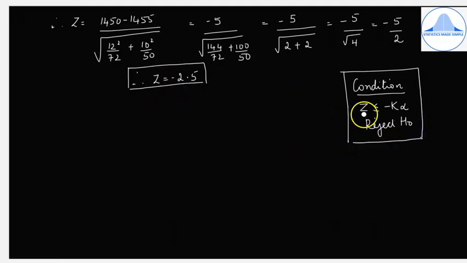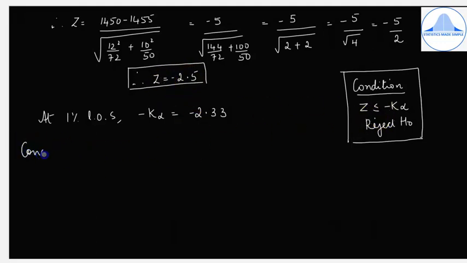So we have got the value of Z. Next, we have to write down what is the value of minus K alpha at 1% level of significance. Either you can remember the value, or if you can't remember, you can get the value from the statistical table. So here next I will write at 1% level of significance minus K alpha is equal to minus 2.33. So now all we have to do is compare Z with minus K alpha.